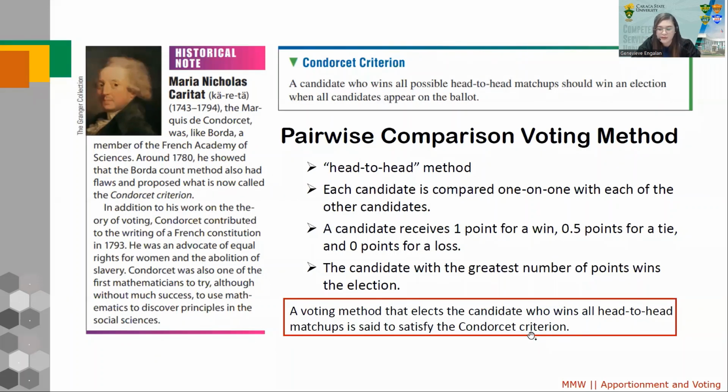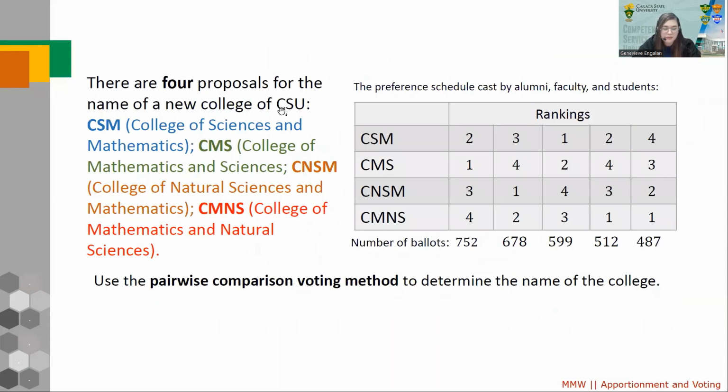Okay, so for example, there are four proposals for the name of the new college of CSU. We have CSM, CMS, CNSM, and CMNS. These are the meanings of the names: College of Sciences and Mathematics, College of Mathematics and Sciences, College of Natural Sciences and Mathematics, and College of Mathematics and Natural Sciences. So we will use the pairwise voting method to determine the name of the college.